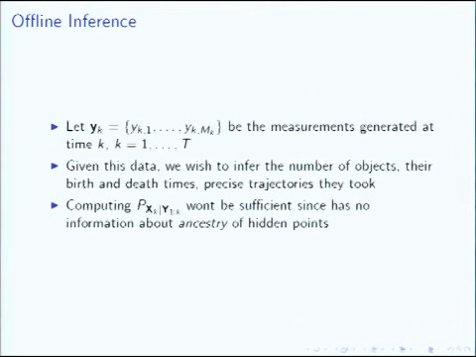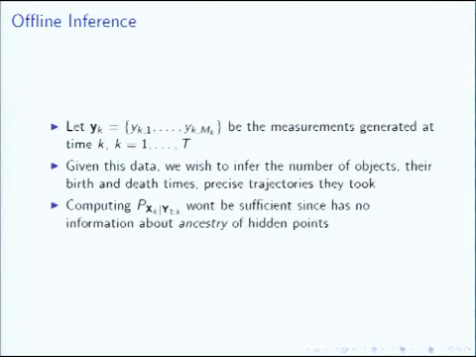And given this data, you want to know a few things. So if you think of the application at the start, what do we want to know? We want to know how many objects there were that existed from time 1 to t. We want to know when they appeared and when they disappeared or when they died. And death in that application is basically when these objects are bleached beyond detection. And not only that, we also want to know the precise trajectories they took.